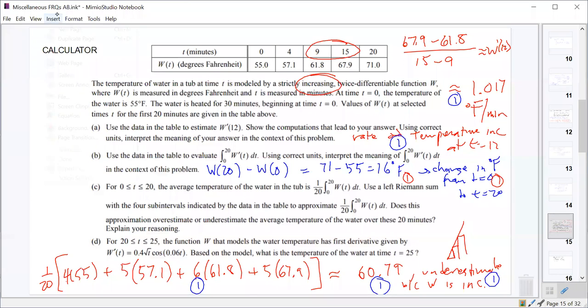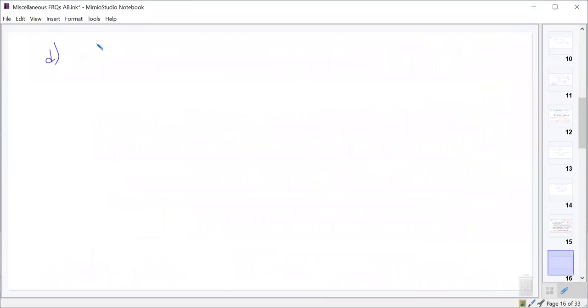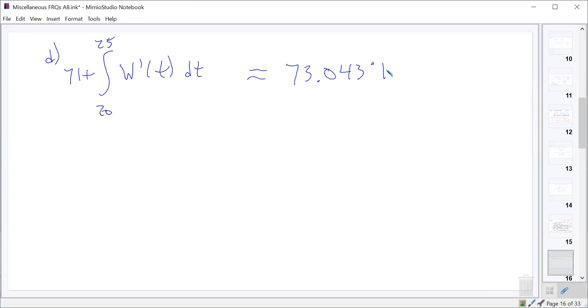Cool. All right. Last part here, part D. For 20 to 25, W has a derivative that is this. We want to find the temperature of the water at 25. So if we want to find the change in temperature from 20 to 25, that'd be the integral of W prime. And what do we need to add to that? The initial temperature of 20. Right? So 71 plus that integral gives you 73.043. Good. 2 points for that one, one for the integral, one for the answer. Any questions or issues with that?